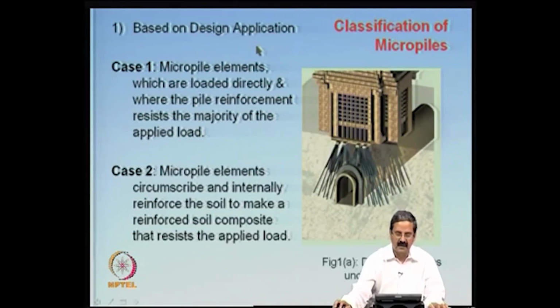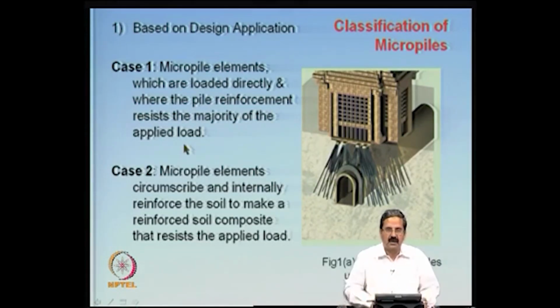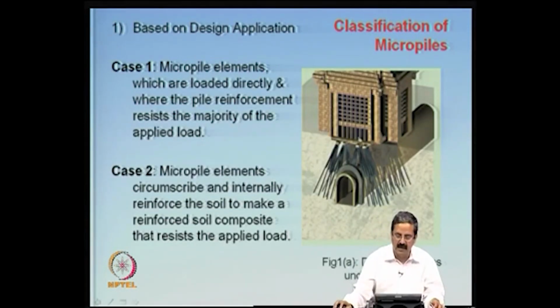And the classification is there based on the design application. Case 1 is micropile elements when loaded directly, there are some cases where the load comes directly on them. So, the pile reinforcement resists the majority of the applied load. Similar to our pile design, the total vertical load comes on the pile. So, instead of the pile it comes on the micropile now, and we need to have a series of small diameter piles. That is case 1.